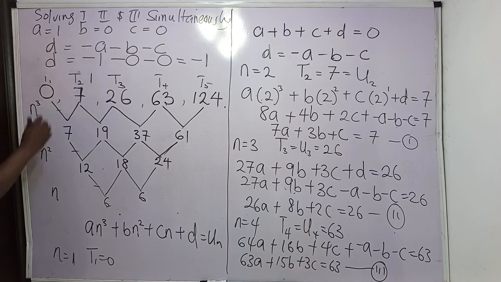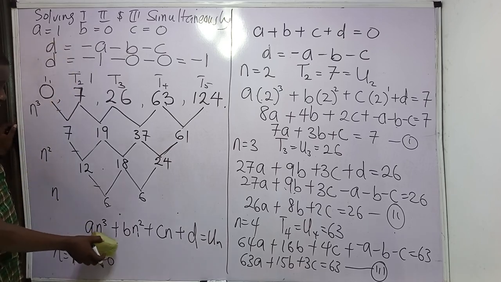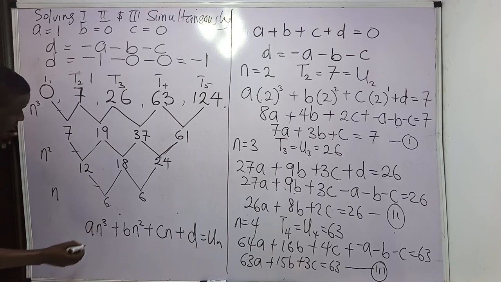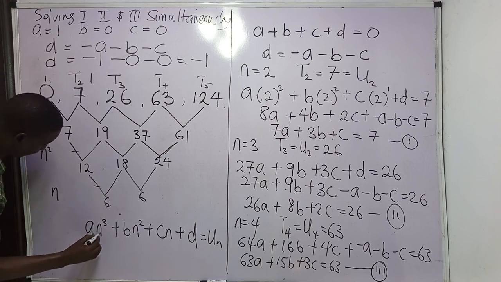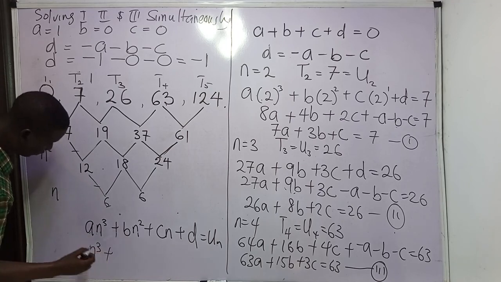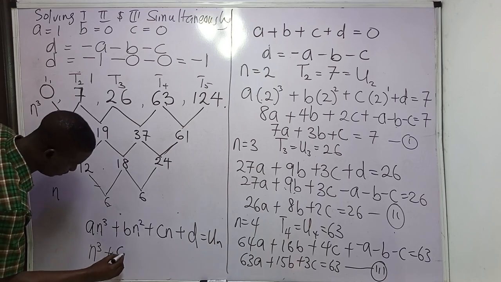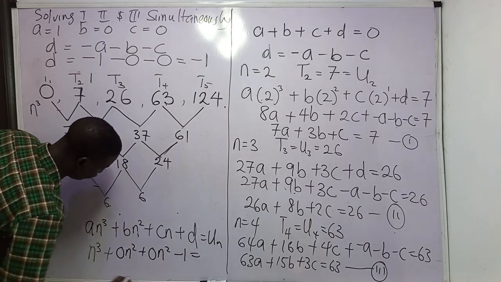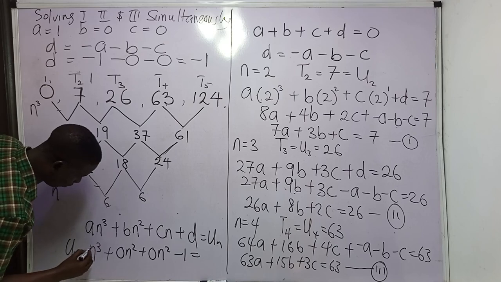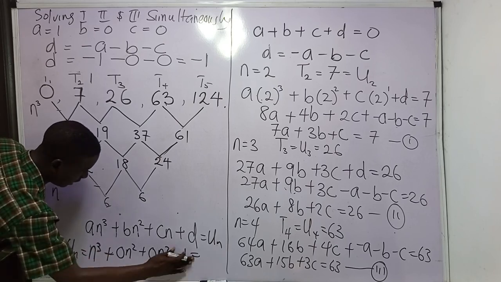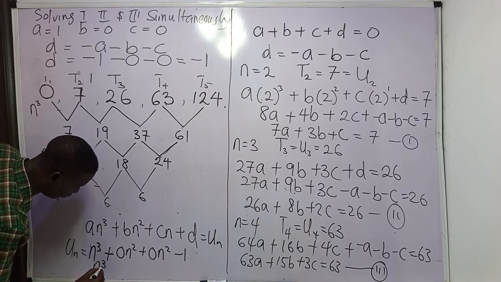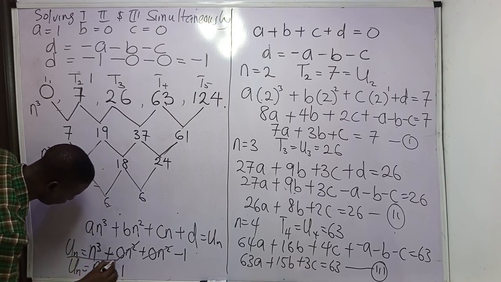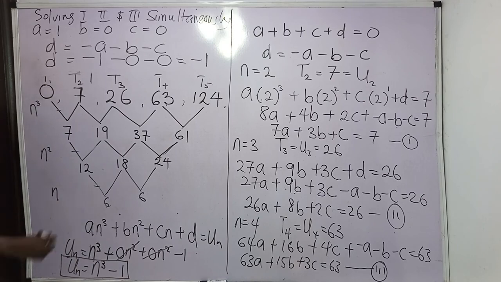So having solved that and confirmed it, we can now go ahead and put our values into this equation. a is 1, 1 times n cube, plus b is 0 n squared, c is 0 n, d is minus 1, equal to un. So what will now be our final answer? Our final answer will be n cube minus 1 equal to un. So this becomes our nth term of this sequence.